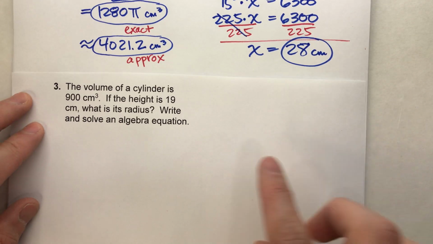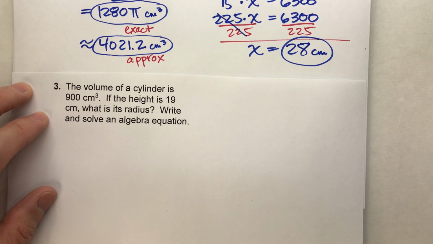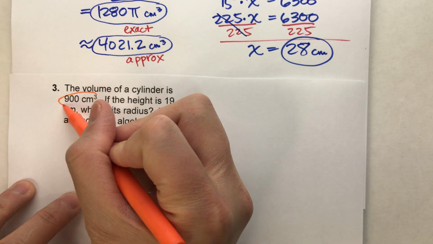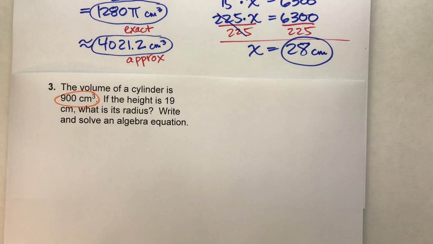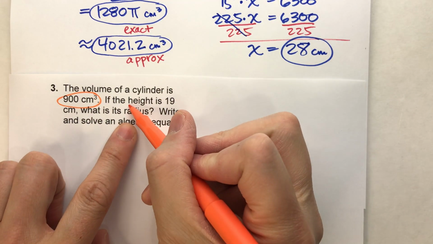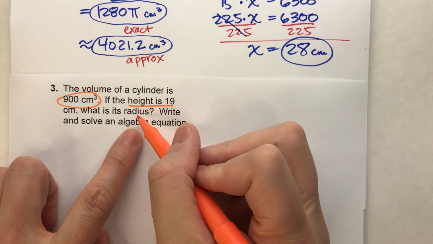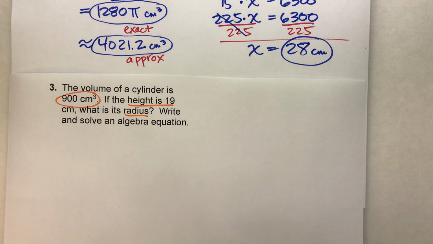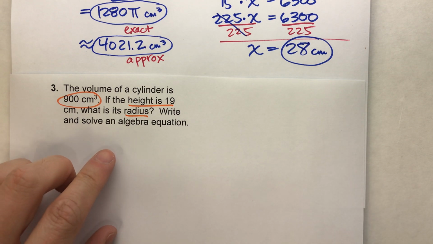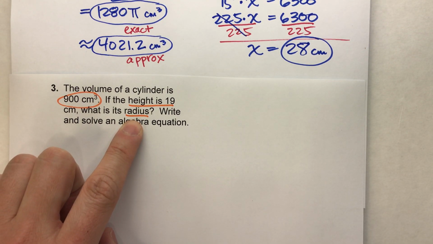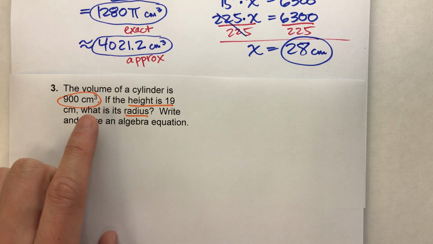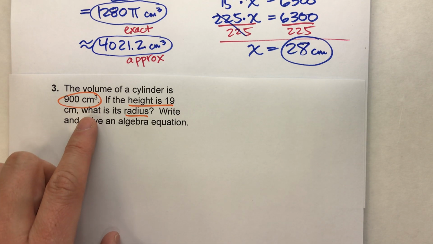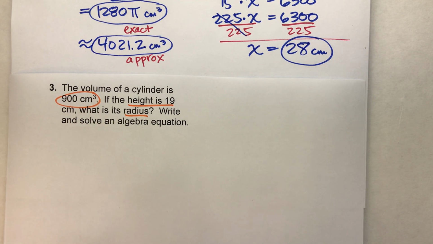Here we go. The volume of a cylinder is 900 centimeters cubed. Notice, no pi in there this time. If the height is 19 centimeters, what is its radius? Okay, so there's a couple of differences this time. This time, we don't know the radius, but we know the height. And also this time, the volume is not in terms of pi. So it's going to get a little messy.